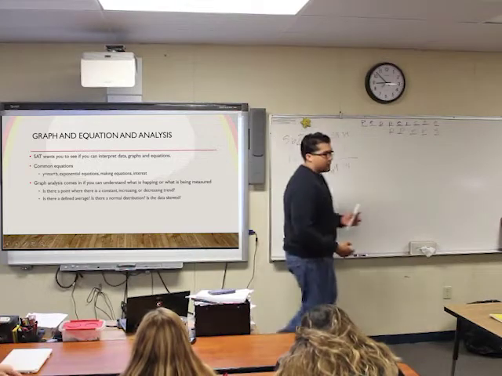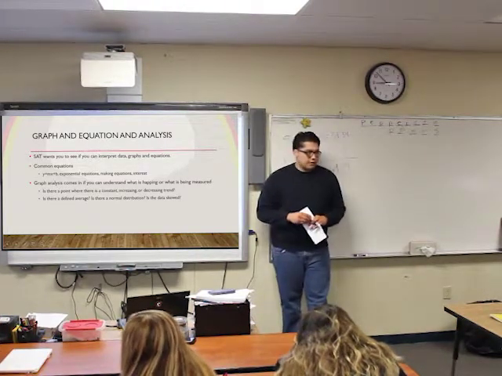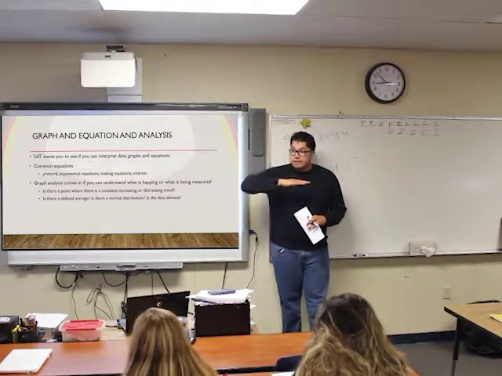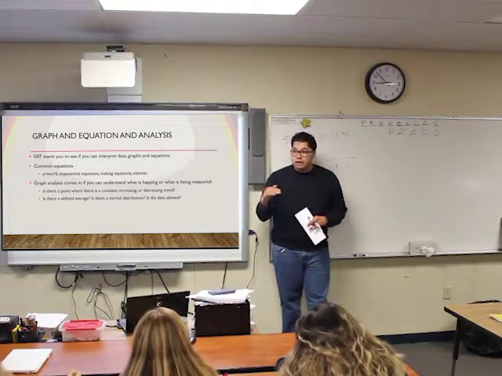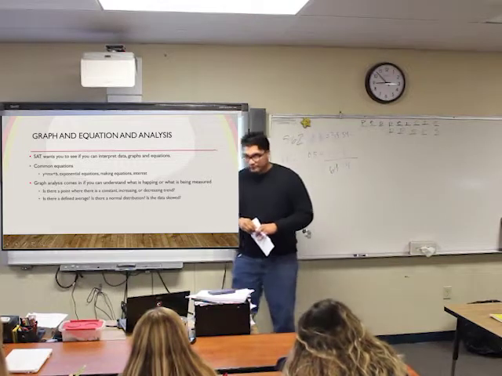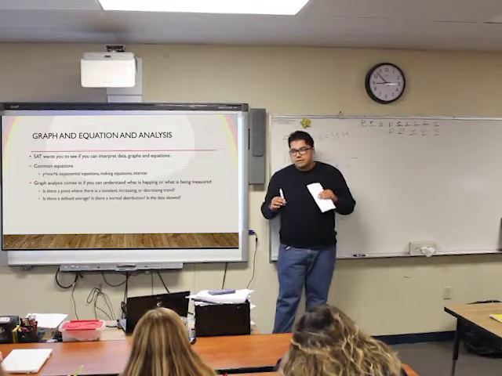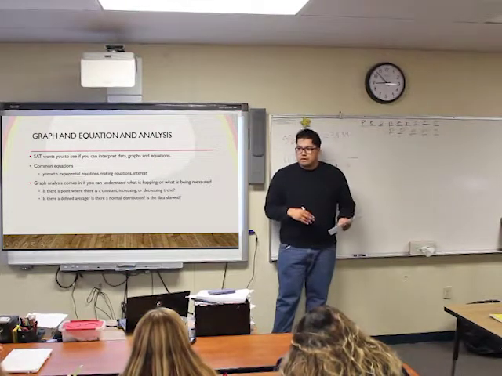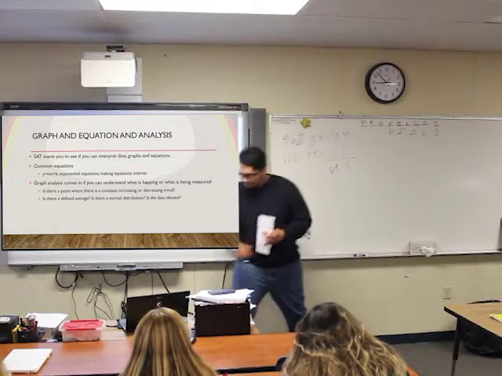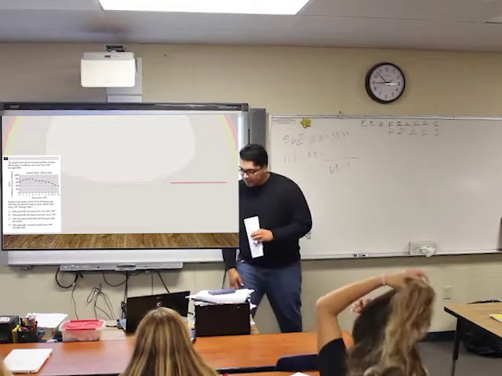Like I said, graph analysis: if it goes up, it's increasing. If it goes down, it's decreasing, right? If it stays flat, it means it's consistent, there is no change. Say that the temperature today was the same as yesterday, or the whole entire week. Same thing, it's constant. Can you guys see that?